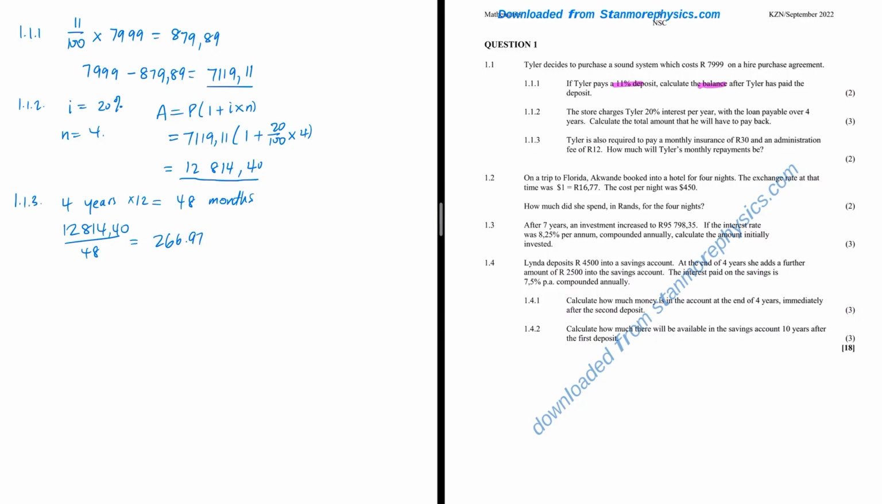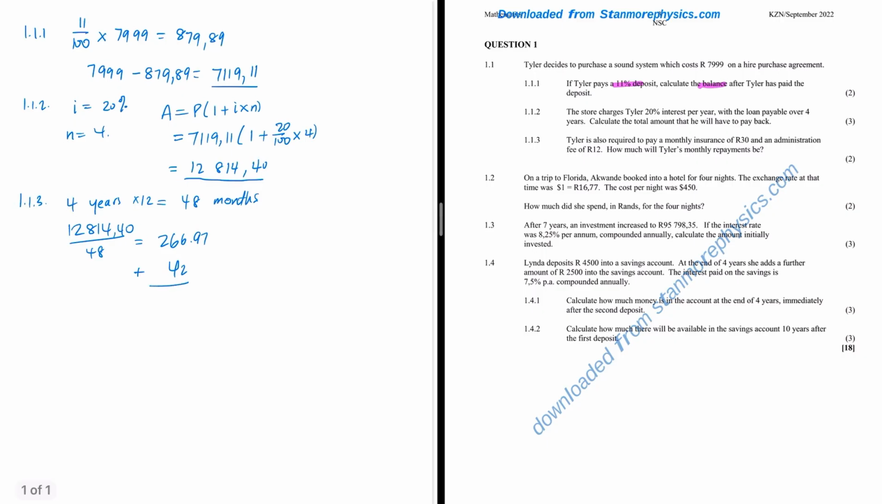Now he has these other things that he needs to add on. So he has to add on 30 Rand for insurance and 12 Rand for admin. So he's adding on 42 Rand every month. So we're going to add 42 here. And that's going to give us a new monthly payment of 308 Rand and 97 cents per month.